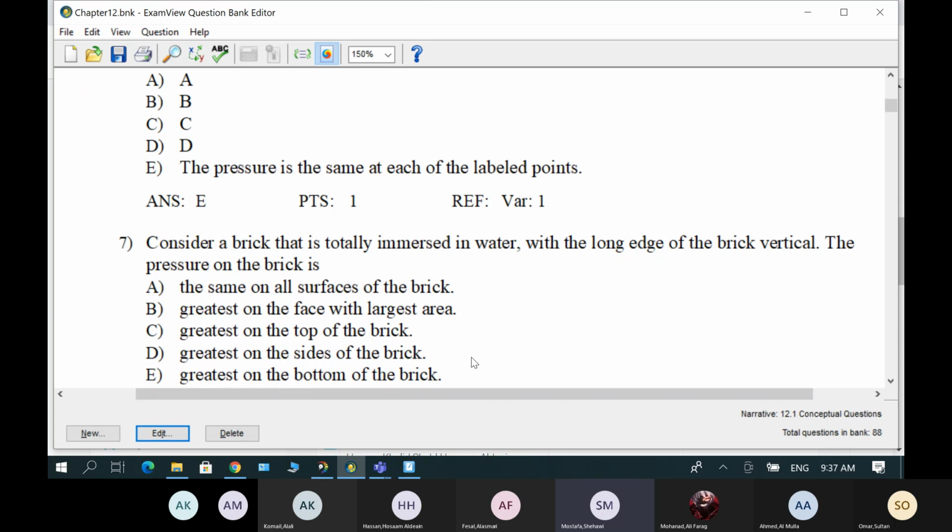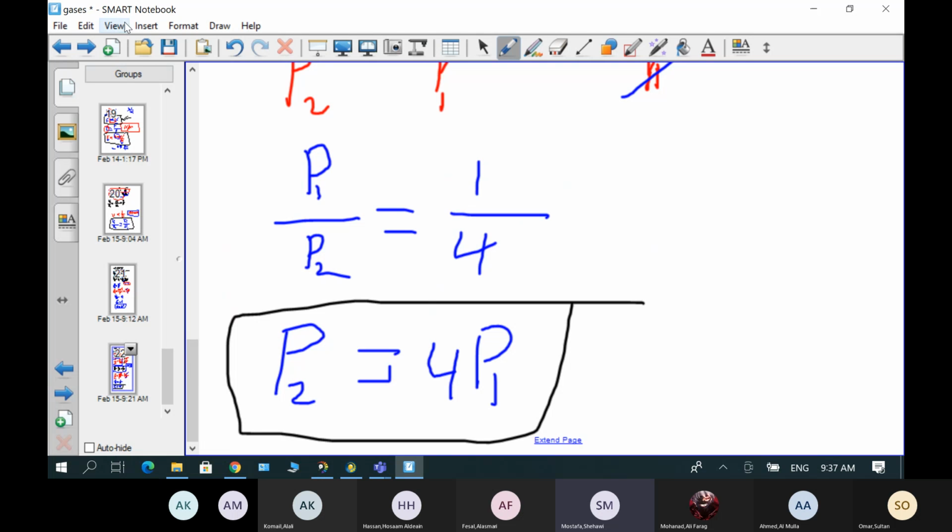Again, you have to try to figure it out with your mind first. Imagine it with your imagination. Consider a brick that is totally immersed in water. Let me draw it for you here. So can you imagine it?